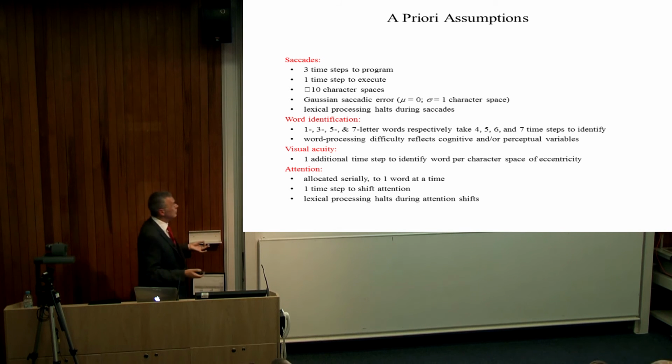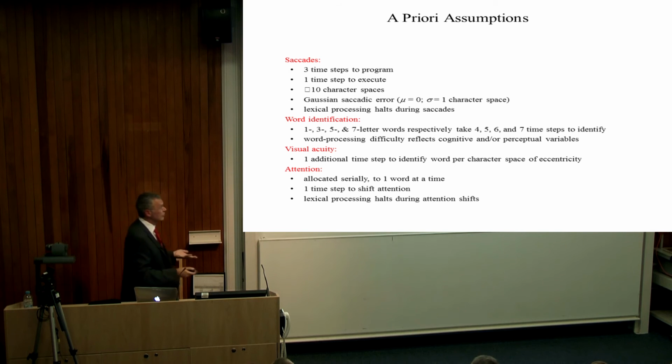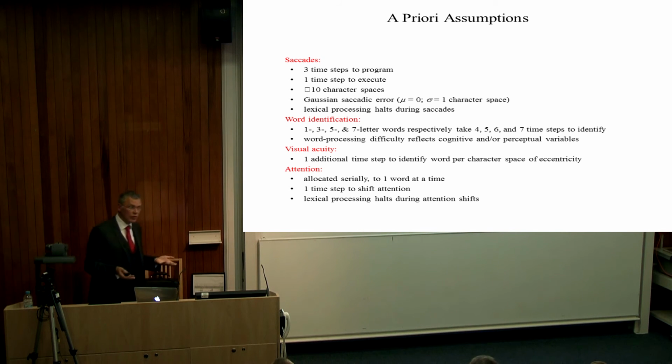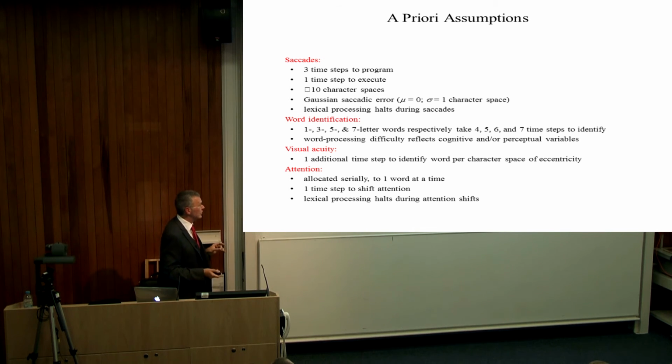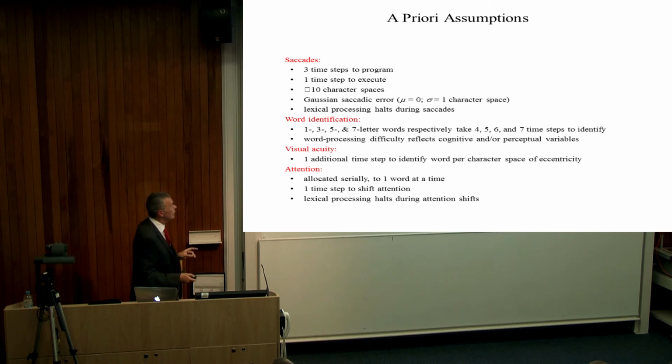We made some a priori assumptions that, with the exception of the last one, should be completely non-controversial. So we assume that saccades take a certain amount of time to execute, that they're subject to motor error. We also assume that there are different types of words, 1, 3, 5, and 7-letter words that respectively take 4, 5, 6, and 7 time steps to identify. We assume that visual acuity is limited, so that words take longer to identify the further they are from the point of fixation. And then finally, that last assumption that is controversial, we assume that attention is allocated serially to one word at a time. Okay? I'm going to come back to this in a second.